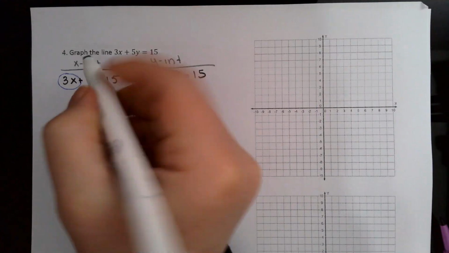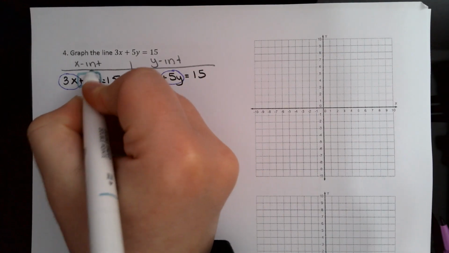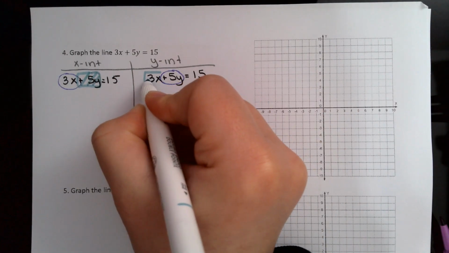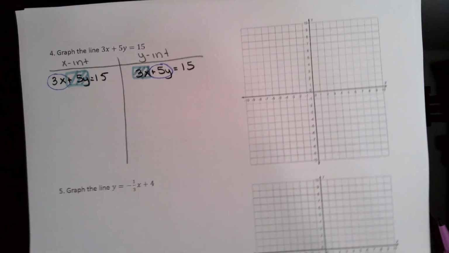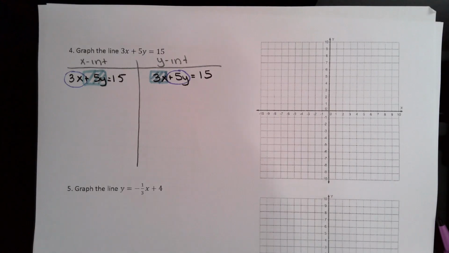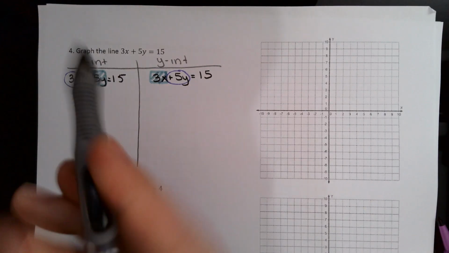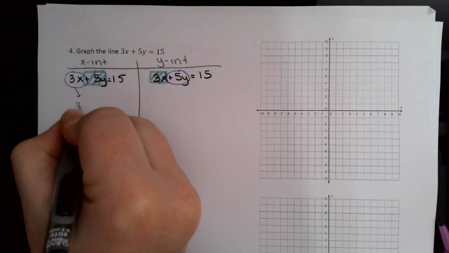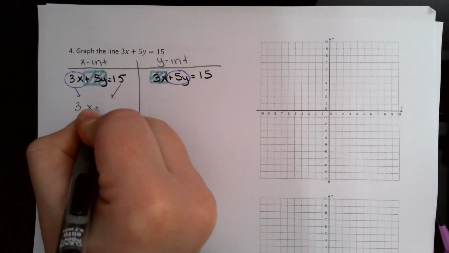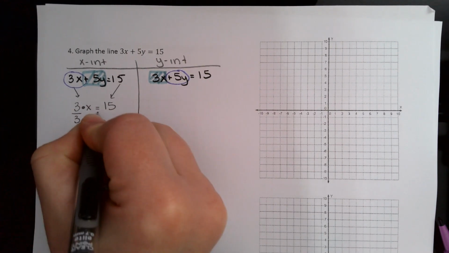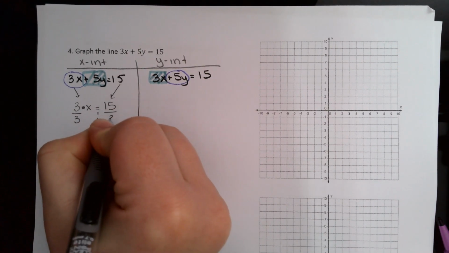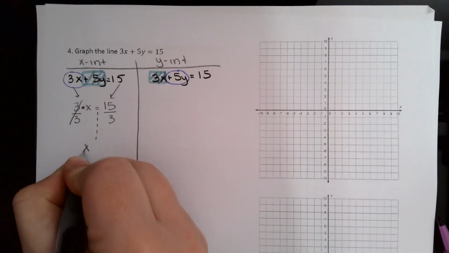So that means this positive 5y, that's gone. This 3x, that's gone. Kind of doing both at the same time just to show you what we want to keep versus what we want to remove. So we are keeping the x, so 3x. We are keeping the equals 15. Put a dot there, divide by 3, dotted line for balance, divide by 3. X is equal to a positive 5.